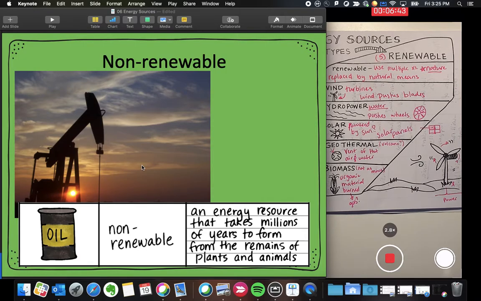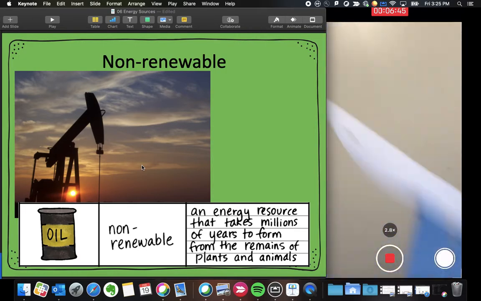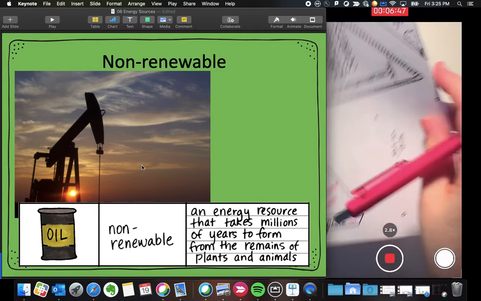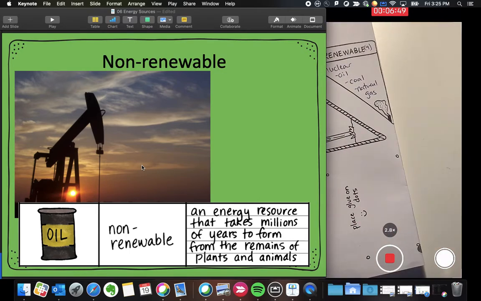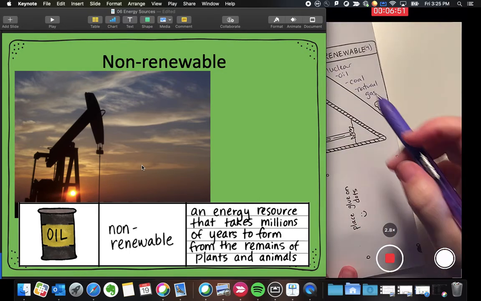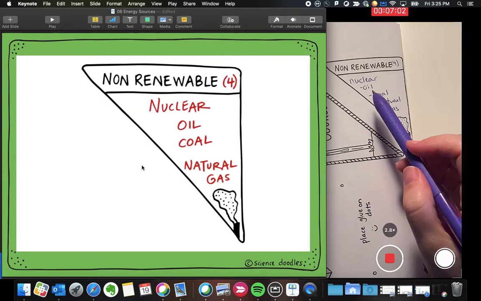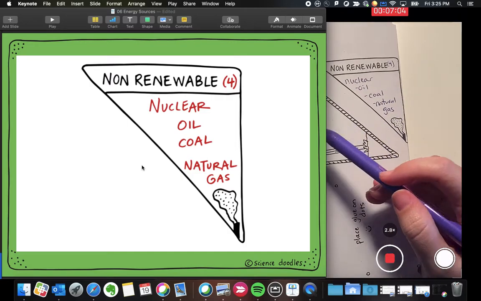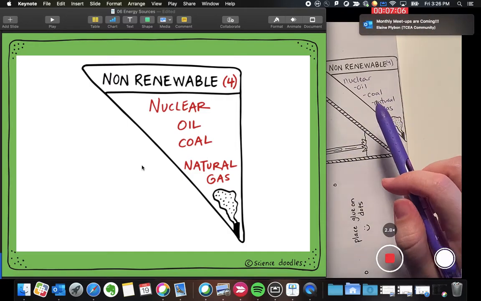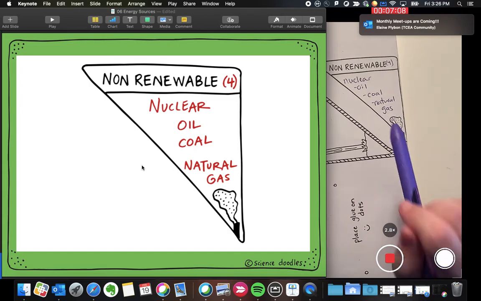So we get into our non-renewables. I'm going to change my pen color. Our non-renewable energies are resources that I can't use again and again. It's usually a one-time and done. And on top of that, it takes millions of years to form. So our 4 non-renewable energies are nuclear, oil, coal, natural gas.